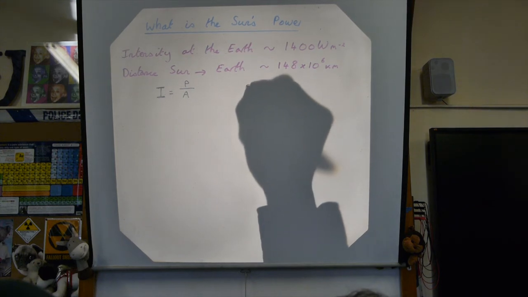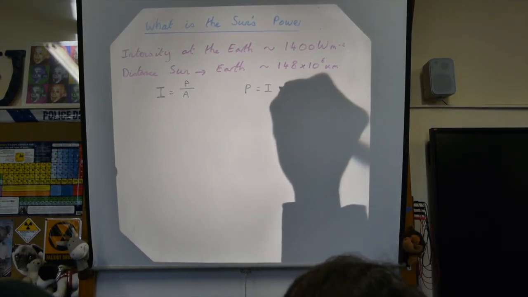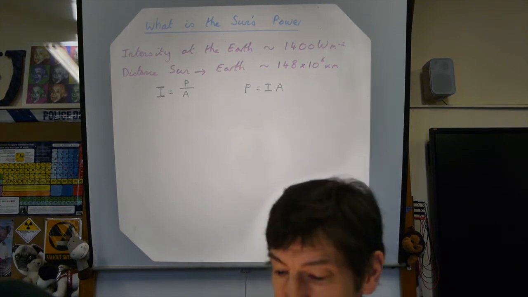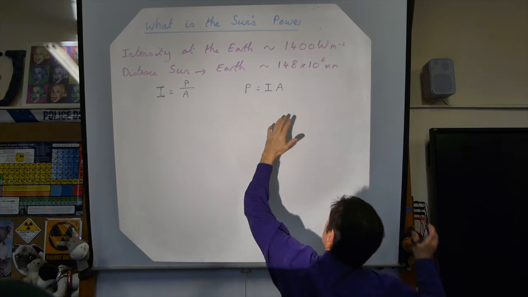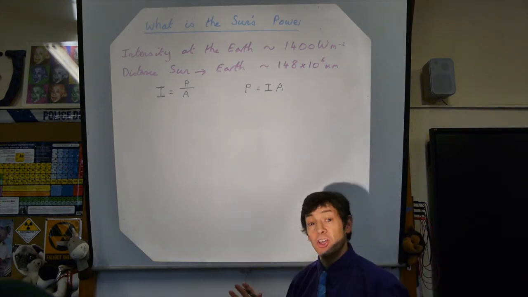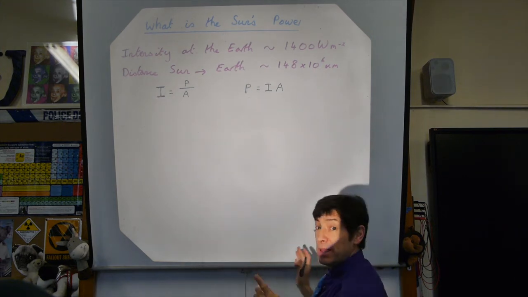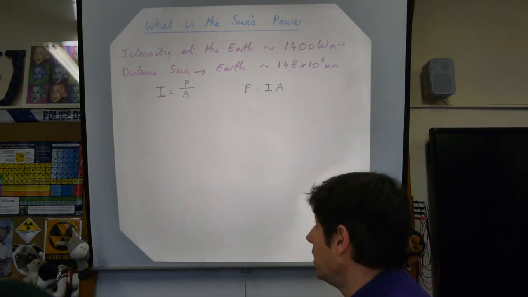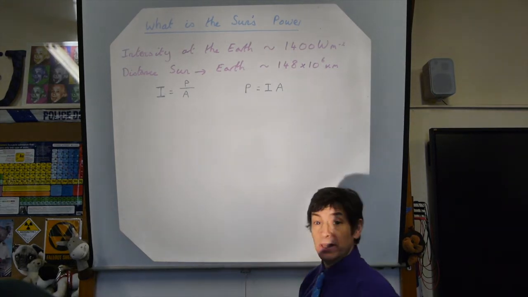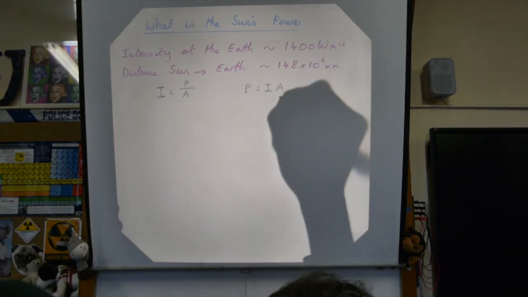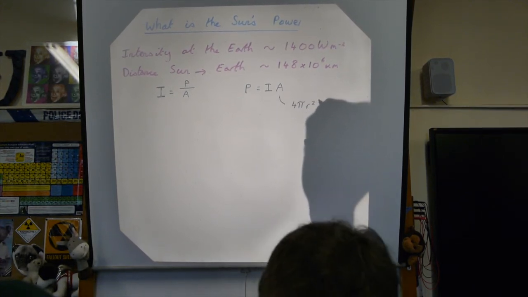P. Power is equal to intensity multiplied by area. Now, the area we're going to use is the area of the sphere that touches the Earth's surface. Remember that the light has been spreading out and spreading out over an ever bigger sphere, and it has a radius, that sphere if you imagine, of the distance between the Sun and the Earth. So we know that this A is 4 pi r squared.